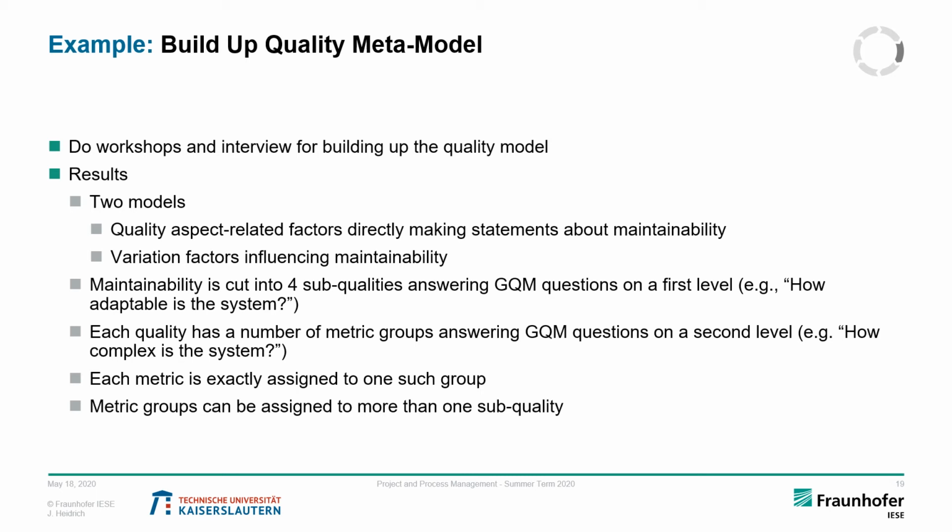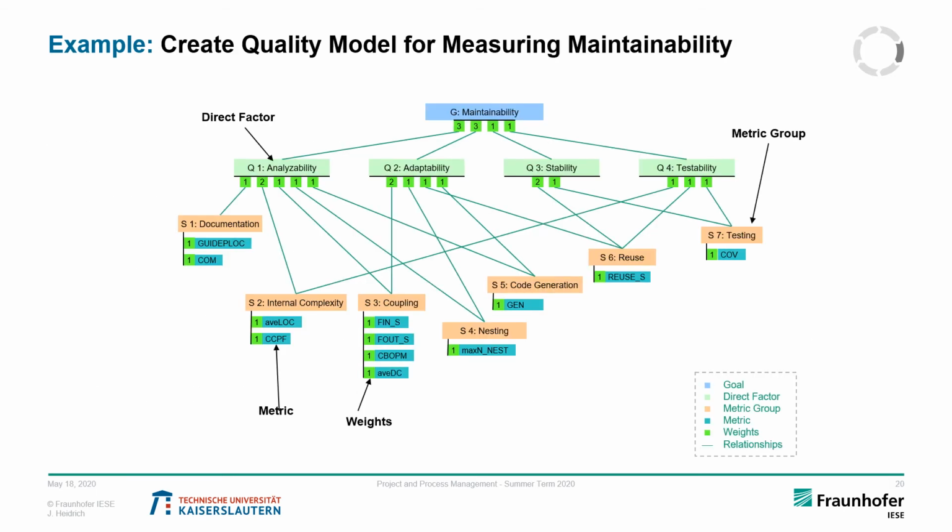So the metric is assigned, in our case, to one such group, but at least the groups can be assigned to more than one sub-quality. You will see that in the visualization in a second. So this is the overall model that we developed for maintainability. Here you see on the top, we have the main concept of maintainability. This is broken down into analyzability, adaptability, stability, and testability.